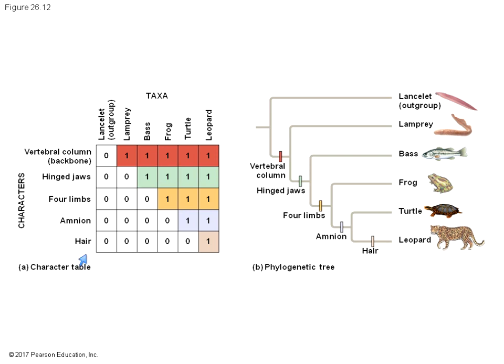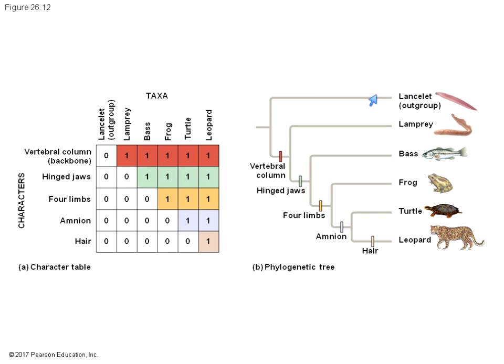So that's what that's telling you, is that this is a derived character that is going to evolve fairly early on. Okay? Versus down here when we look at hair, the lancelet does not have hair. The lamprey does not have hair. The bass fish does not have hair. The frog, no hair. Turtle, no hair. But when we get to the leopard, hair has evolved by the time we get to this species.